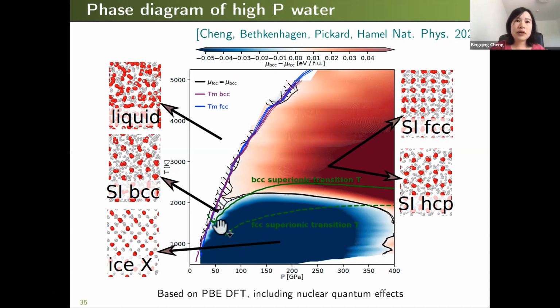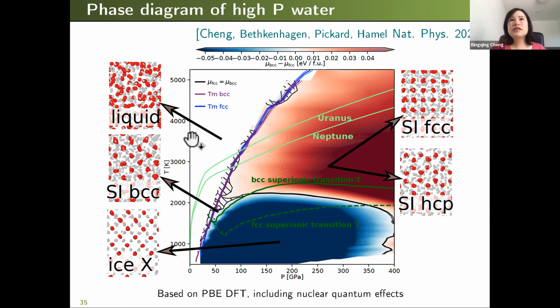But upon increasing the temperature, in this very small region above the BCC superionic transition temperature, we have the superionic BCC ice. Then the most part of the phase diagram is occupied by the FCC superionic phase and the hexagonally close packed HCP superionic phase, and I'll go back to this part a little bit later. And above the melting temperature, we have an ionic liquid.